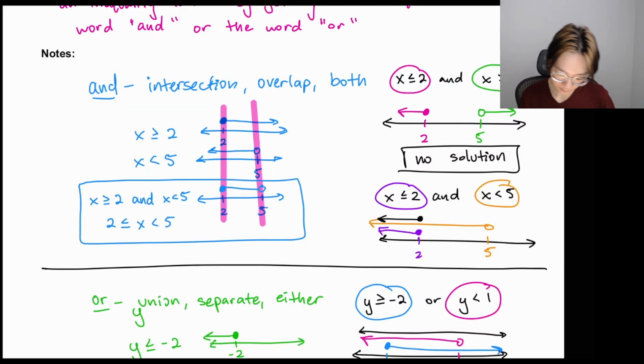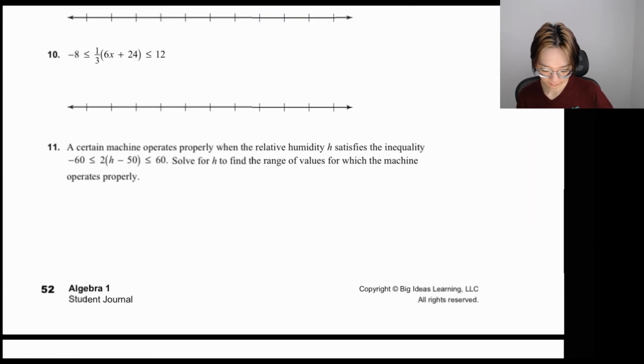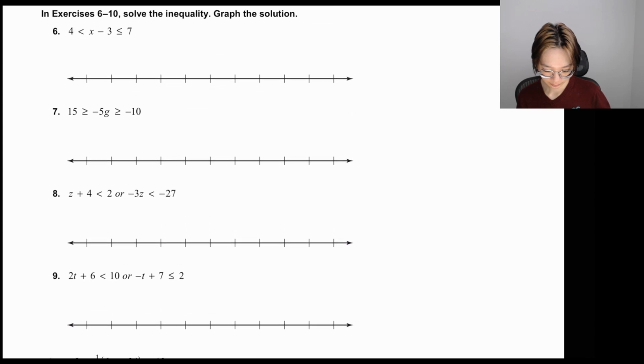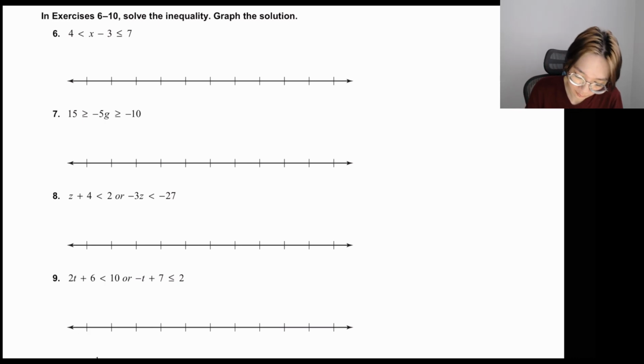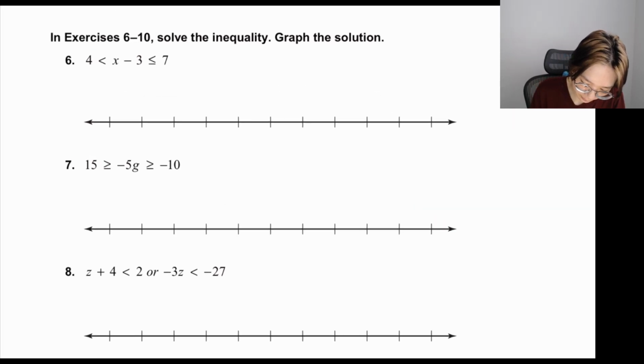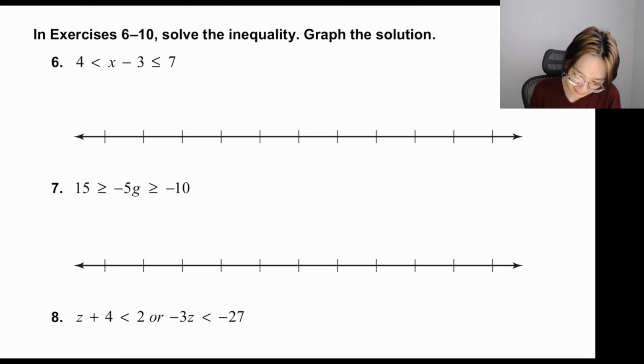Now, back to student journal. I'm going to go through 5 more examples. I want you to try these on your own first, and then I'll go through them all. So if you want to try them on your own, pause right now, because now I'm going to start going through them. So this first one, we know it's an "and".